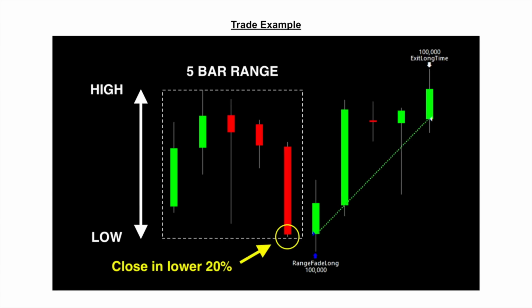Okay, looking at one last example, just in case that wasn't clear enough. Here's our 5 bar range. We've got our highest high, our lowest low down here, and then we've got our close in the lower 20%. In this case, it's actually in the lower 5%, and then we enter, we go long on the open of next bar. Okay, so I hope that illustration's all clear for you.